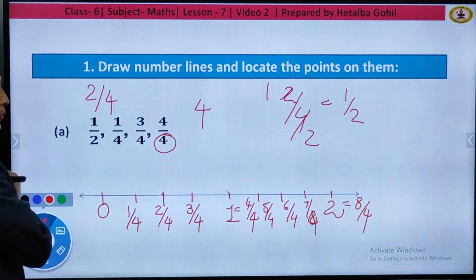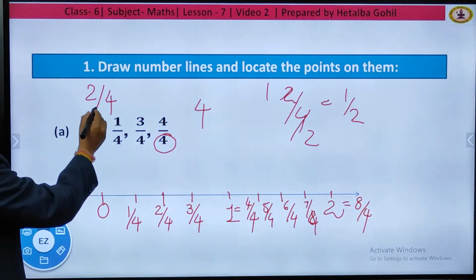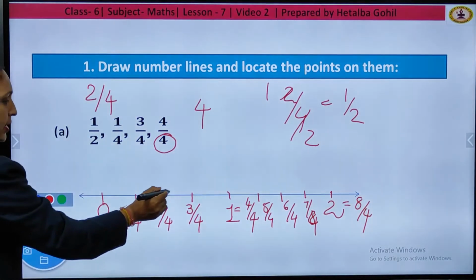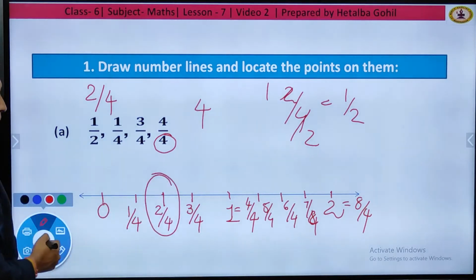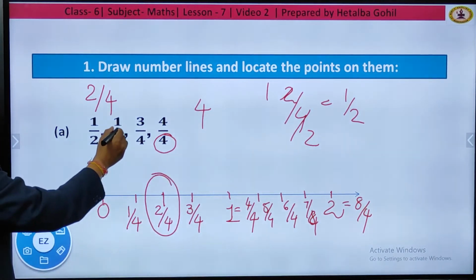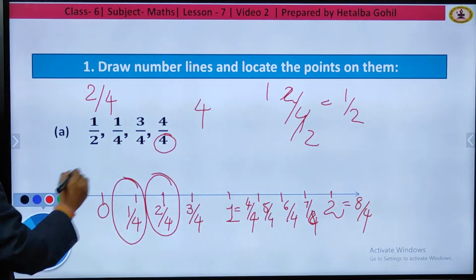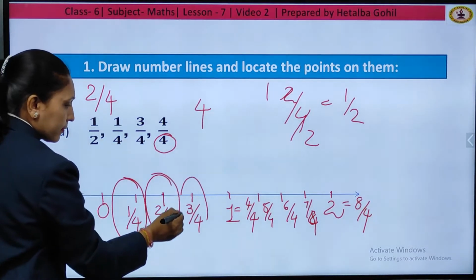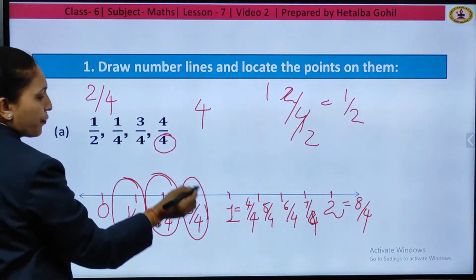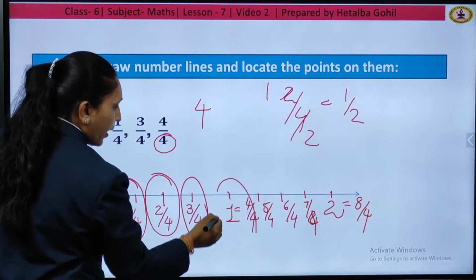Okay, now what do we have to represent here? We have to represent the first number, 2 by 4. Where is 2 by 4? Here. Make a circle around it. Then 1 by 4, circle it. 3 by 4. And the last, 4 by 4, which is equal to 1.